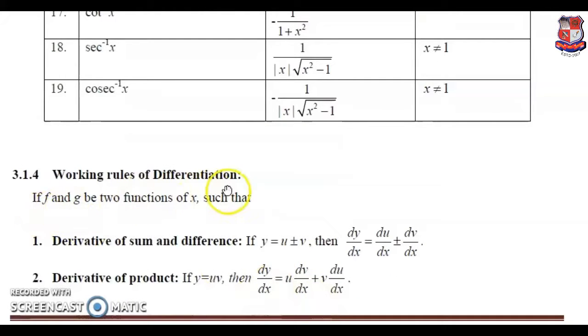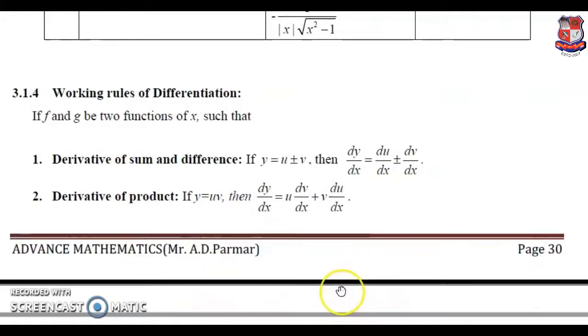Now the working rules of differentiation. If f and g are two functions of x, how do we differentiate? Number 1, derivative of sum and difference: if y equals u plus or minus v, that means addition and subtraction, then dy by dx equals du by dx plus dv by dx for addition, but for subtraction dy by dx equals du by dx minus dv by dx. Number 2, derivative of product: if y equals u v, then we use the product rule, dy by dx equals u times dv by dx plus v times du by dx.